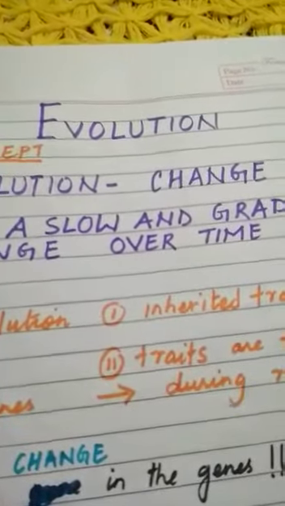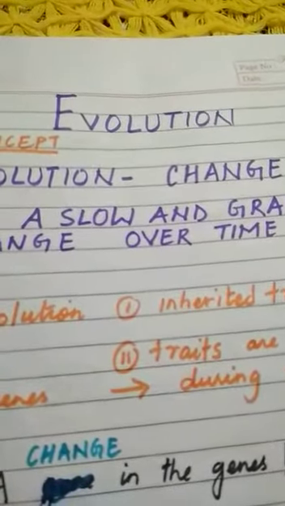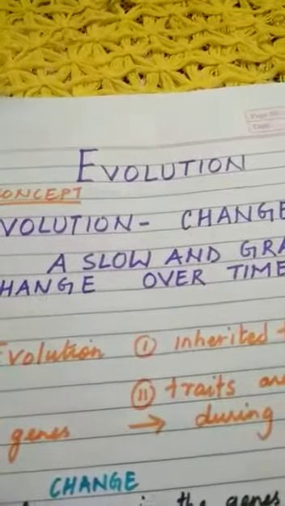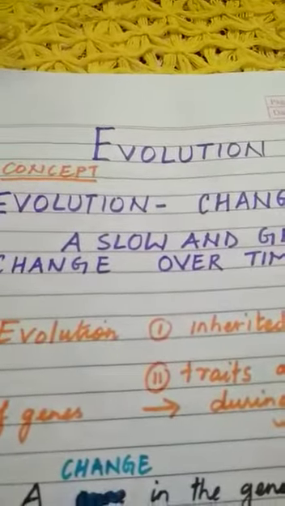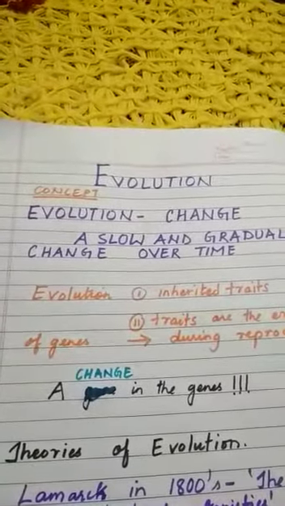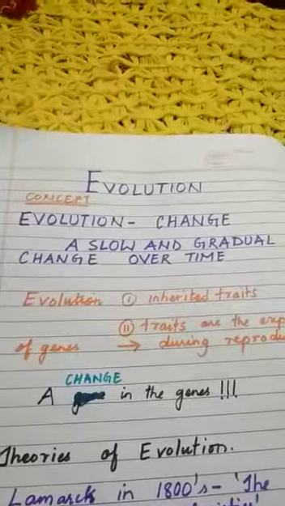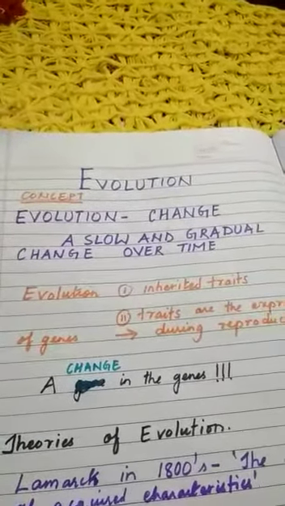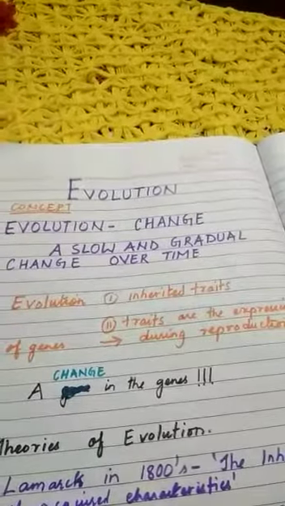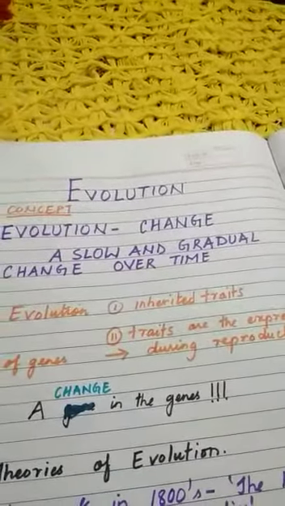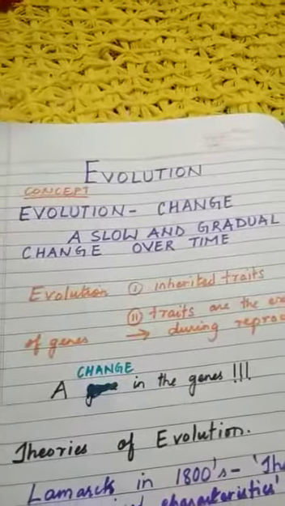Evolution means change. Now we can also say that the term evolution means a slow and gradual change over time. Alright, a slow and gradual change over time. If we are to be more specific with the definition, it would be like this.